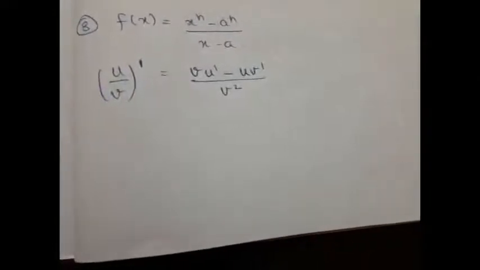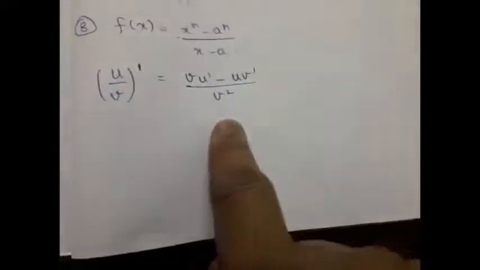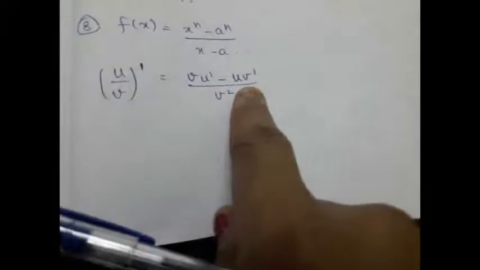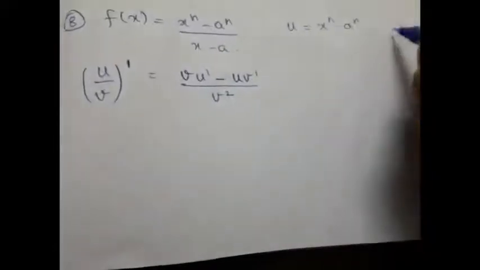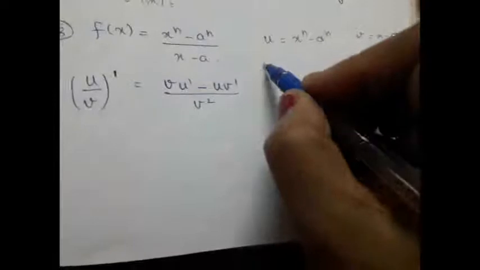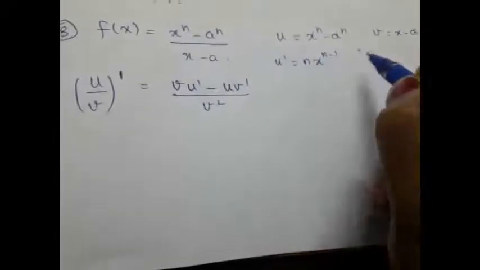Product rule, we have sum of two terms, so it doesn't matter in whichever order you perform. But when it comes to quotient rule, first you have to differentiate u and then only you have to differentiate v. Numerator is u, denominator is v, right? So let us identify what is our u and v. U is x power n minus a power n. V is x minus a, right? So what is going to be u dash? U dash is x power n. If we differentiate, it is going to be n into x power n minus 1.